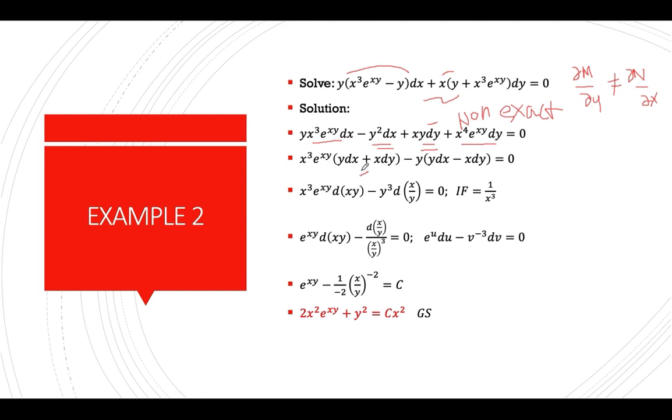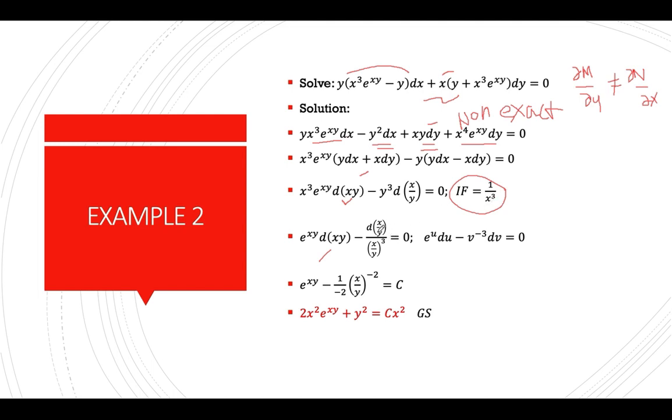And then this is an exact differential, which can be rewritten as the derivative of xy. This one is a quotient, but you have to multiply by y squared here. This is the derivative of x over y. So multiplying by y squared will give you y cubed. And then an integrating factor of 1 over x cubed to eliminate x cubed here. So you get e to the xy times the derivative of xy. And then this is y cubed over x cubed.